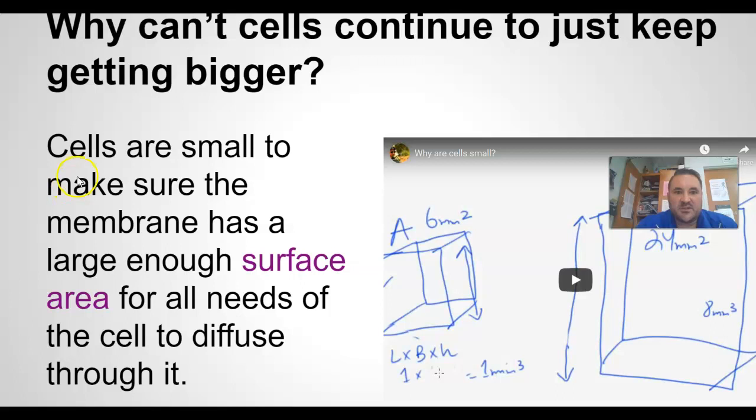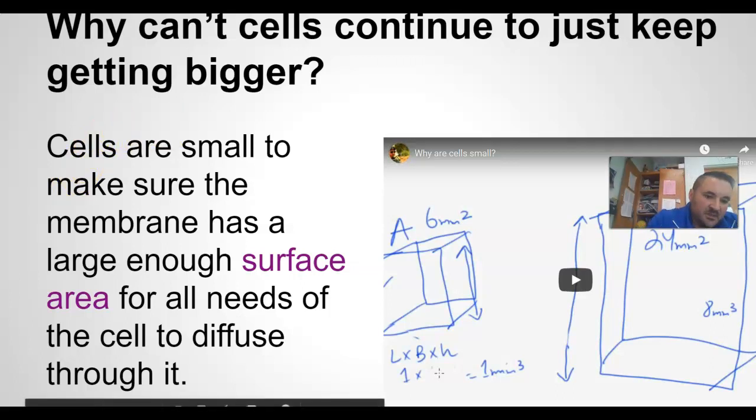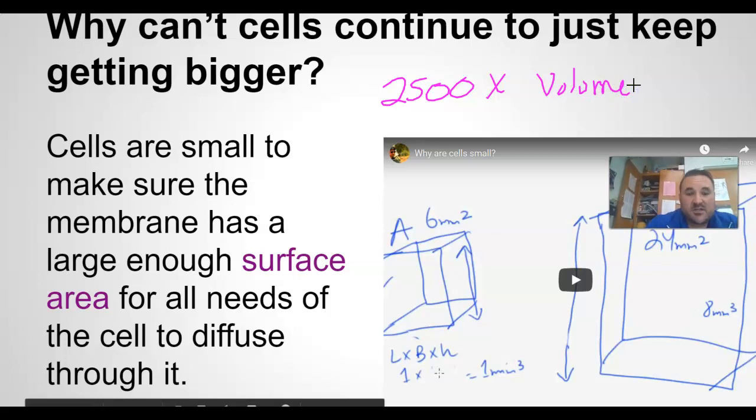Why can't cells just keep getting bigger? Cells just can't keep getting bigger because they have to have a huge surface area to volume ratio. You have to have a surface area to volume of 2,500 times the volume for a cell to survive. Anything less than that, and it is not efficient enough to get enough stuff in or out of the cell.